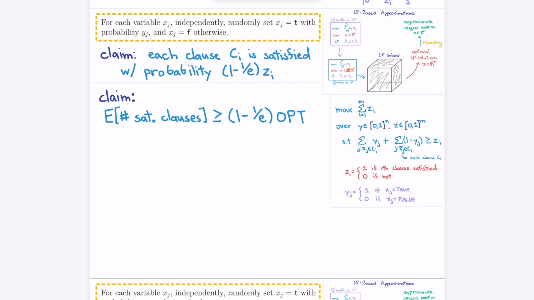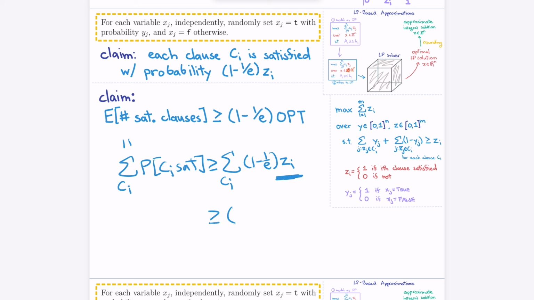We just did this kind of together going through the 1/2 example, so I'll be quick. You can do linearity of expectation, sum over all the clauses the probability of the clause ci being satisfied, and we just showed that's 1 minus 1 over e times zi over all ci. And now the key point is that the sum of zi's, because they solved the LP, will be at least opt. Okay, so it's very important that the sum of zi's have meaning. That's related to our original problem of interest. All right, make sense?